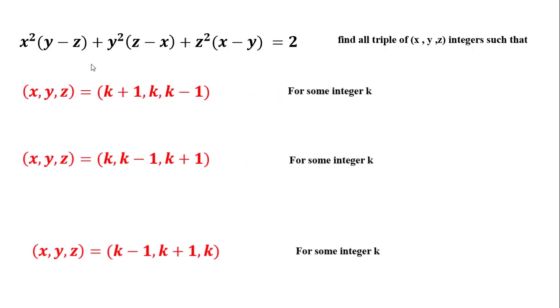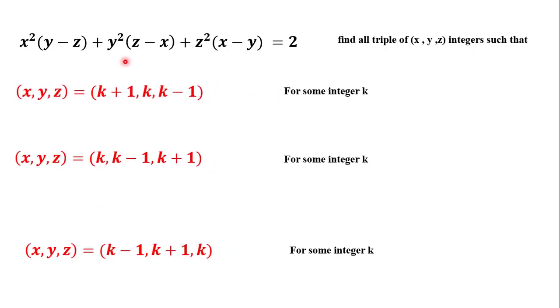So we can say our algebraic equation has infinitely many solutions x, y, and z, where the relation between x, y, and z can be k plus 1, k, k minus 1, or k, k minus 1, and k plus 1, or k minus 1, k plus 1, and k, where k is an integer number.